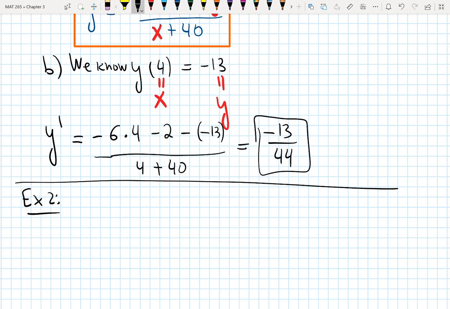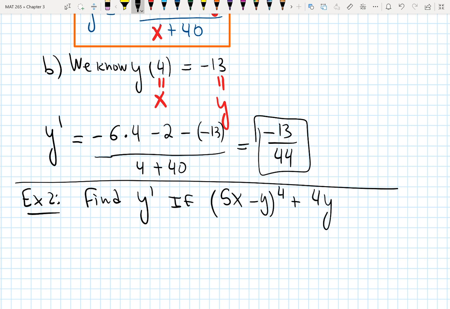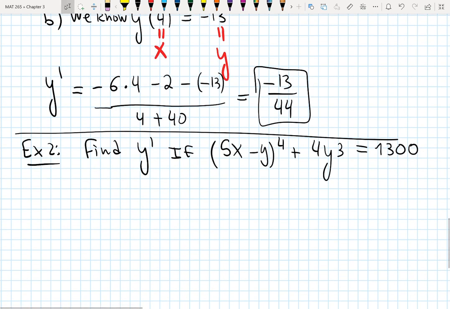So let me start one more, and then you can finish at home. What if you have, find y prime if 5x minus y to the 4 plus 4y cubed equals 1300. This is a good example because I saw many mistakes with this 1300 piece. So I will show you what's the problem.